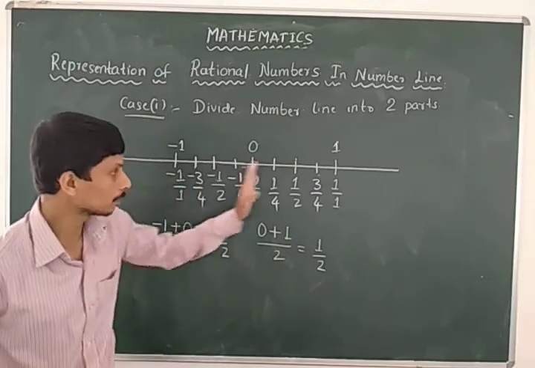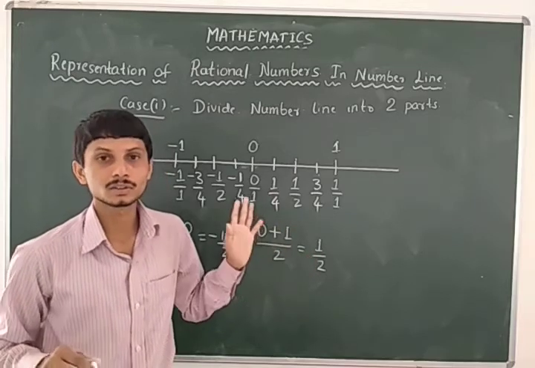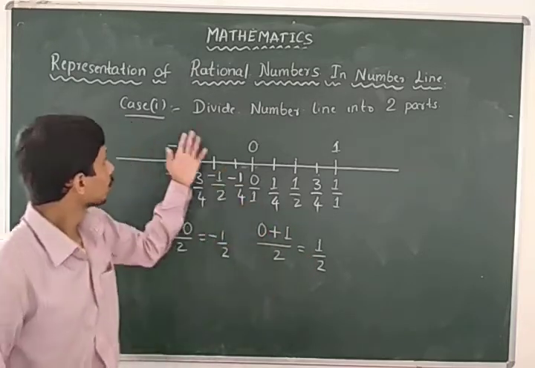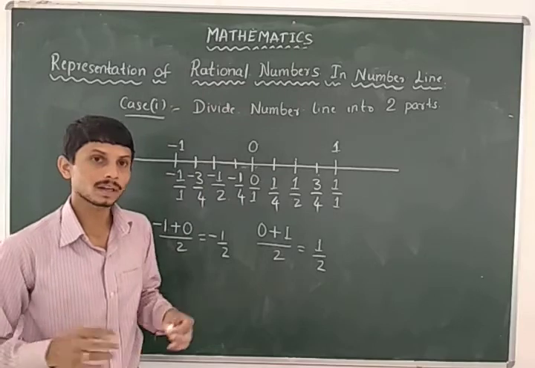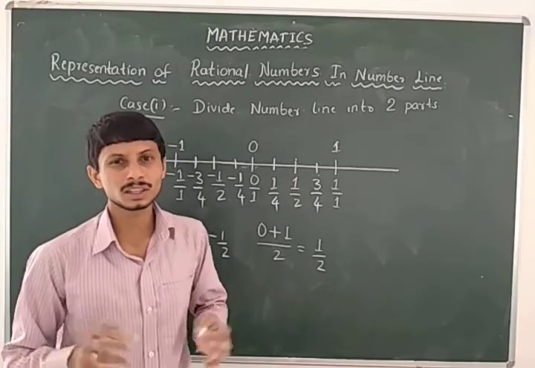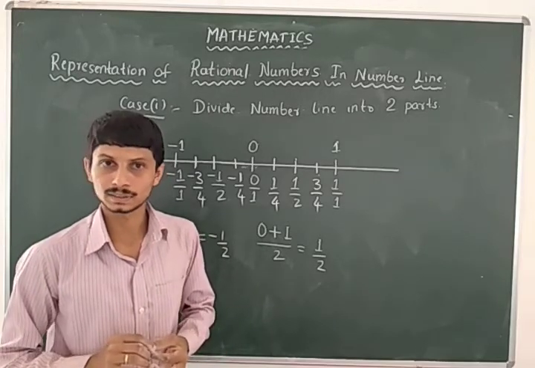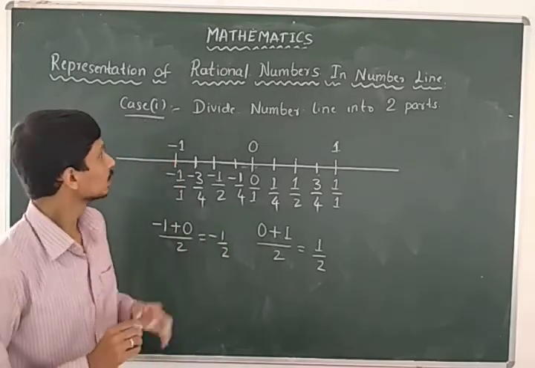So all these numbers are in the form of p by q, where p and q are integers and q is not equal to 0. So when we divide the number line into two parts, we can represent an infinite number of rational numbers, not just 1 or 2 or 3. So we can represent many numbers. So let us move into case number 2.